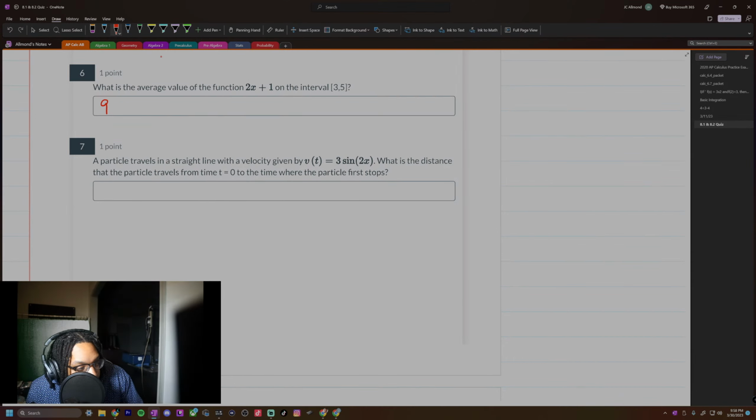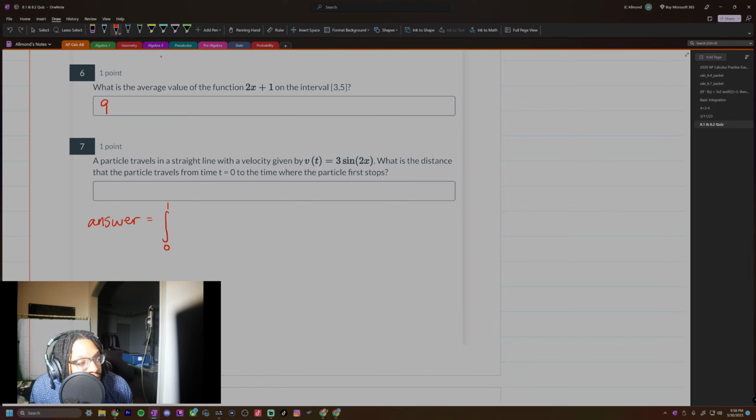So the total distance traveled, our answer is going to equal the integral from time t equals 0 to some unknown time. We don't know what time that is, so I'm going to just put t right there, of 3 sine of 2x. The integral of our velocity will give us position, but with bounds will give us a distance traveled.